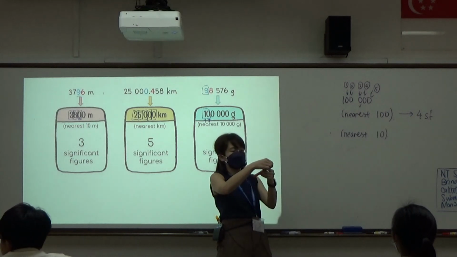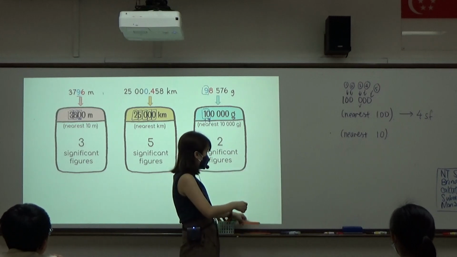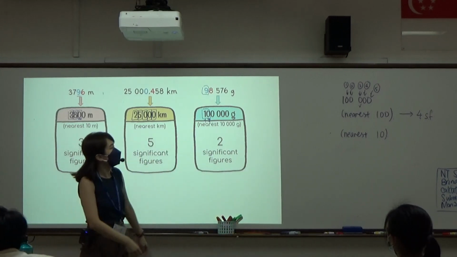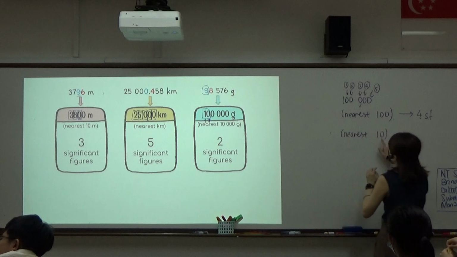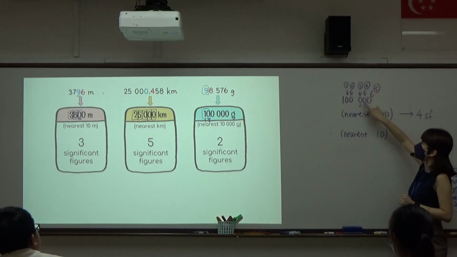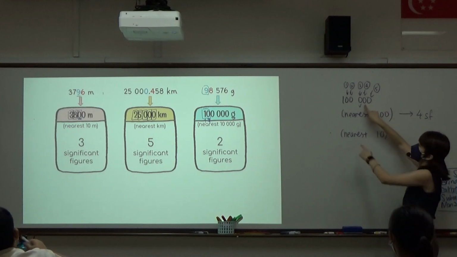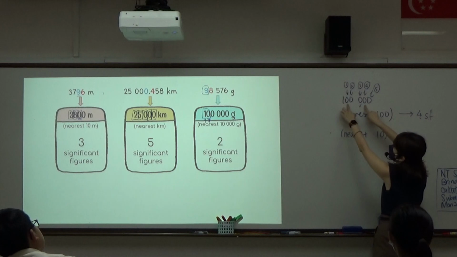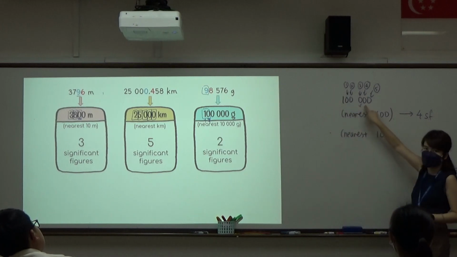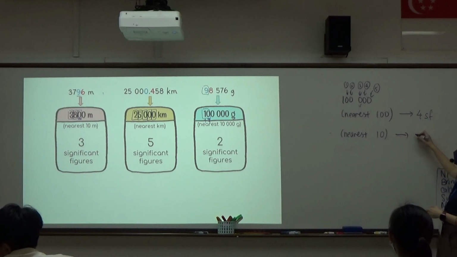Okay? Joel is not here. And then Elena. Okay? Which zero is at the 10th position? The fourth one, right? Okay? So that means I will count until here. So therefore there are 1, 2, 3, 4, 5 significant figures when it is rounded to the nearest 10.